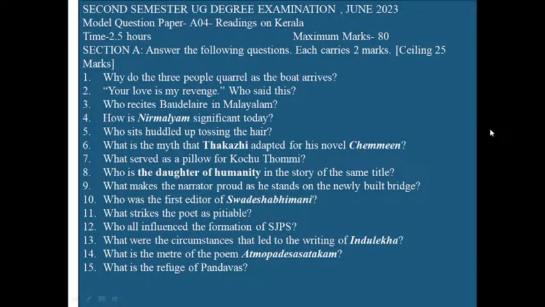The answer is Kunyathol Amma, a representative character from the Nambudiri households in the 1950s and 1960s, is the daughter of humanity. Now the 9th question, what makes the narrator proud as he stands on the newly built bridge? The question is based on the poem Kuttipuram Bridge by the poet Edasheri Govindan Nair, and the question is, what makes the narrator proud as he stands on the newly built bridge?